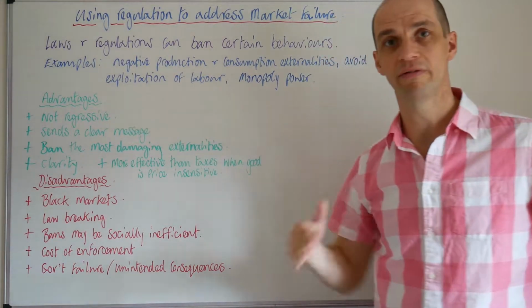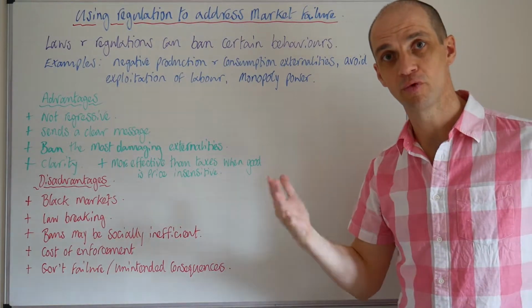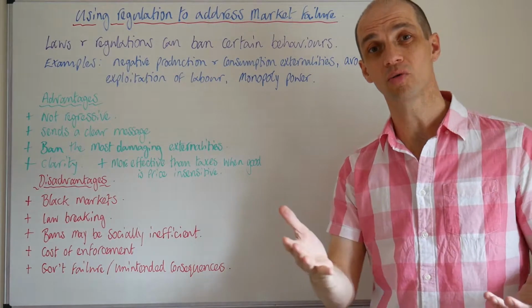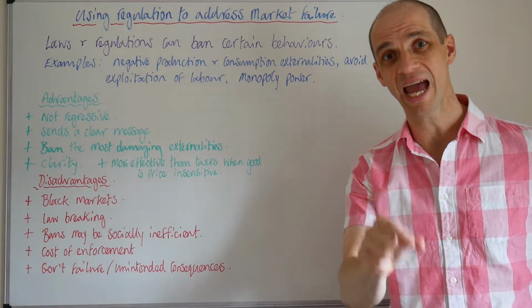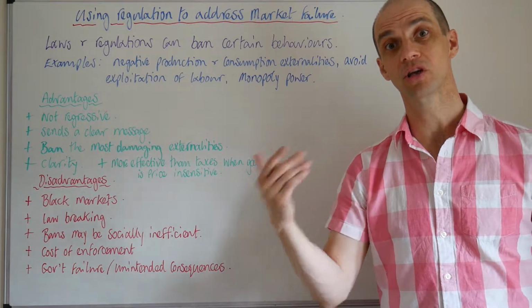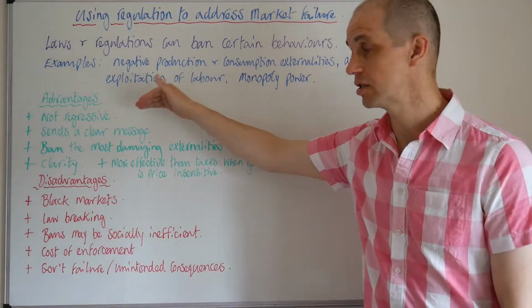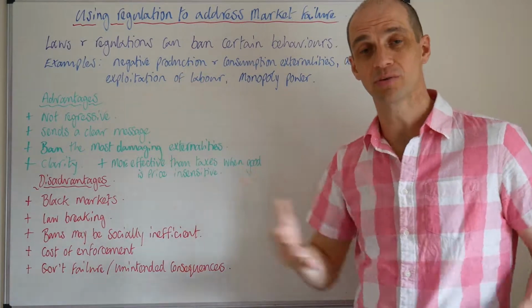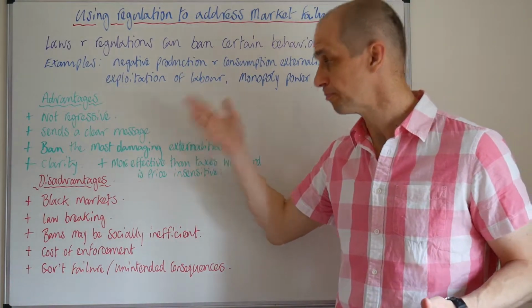Now, what are the potential advantages of using regulations to address market failure? Well, the first one is that it's not regressive. It's not like a tax being imposed on a good which can affect the poor to a greater extent. So that's a real plus point in favour of it.